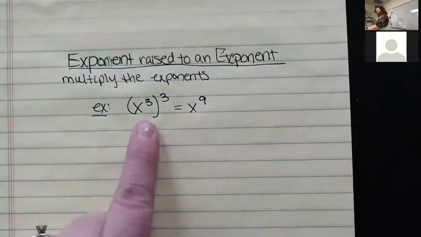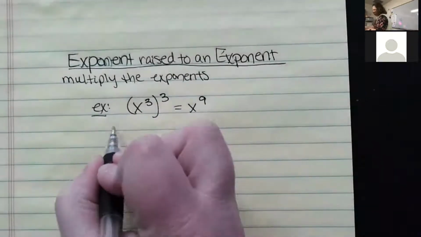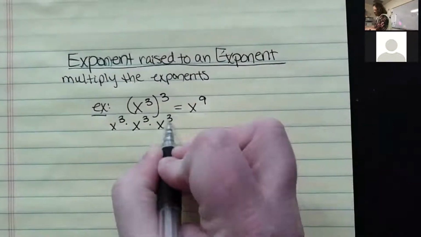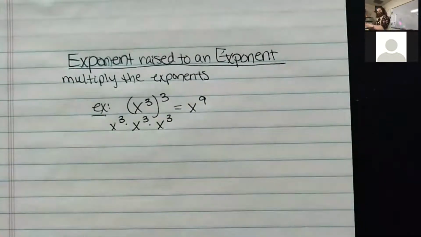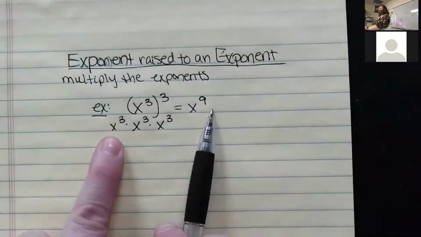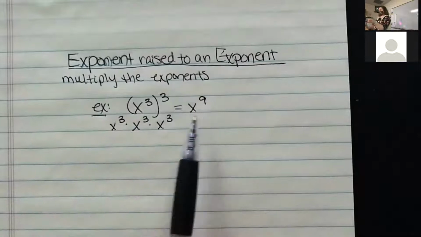Okay. Well, this x to the third power means that there's 3 groups of x to the 3. So I'm just going to write it out for you so that you can see why it is what it is. So you'd have x to the third times x to the third times x to the third. And then if you're multiplying, what do you do with your exponents? Add. What's 3 plus 3 plus 3? 9. So this is the easy way to do it.